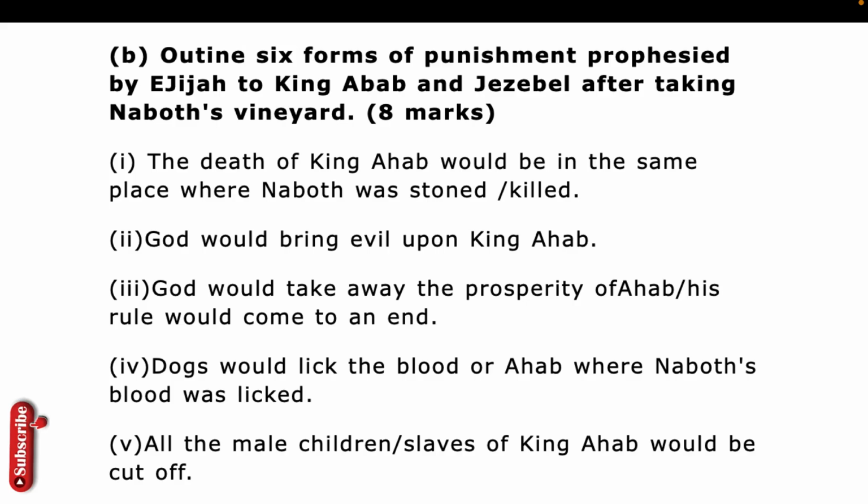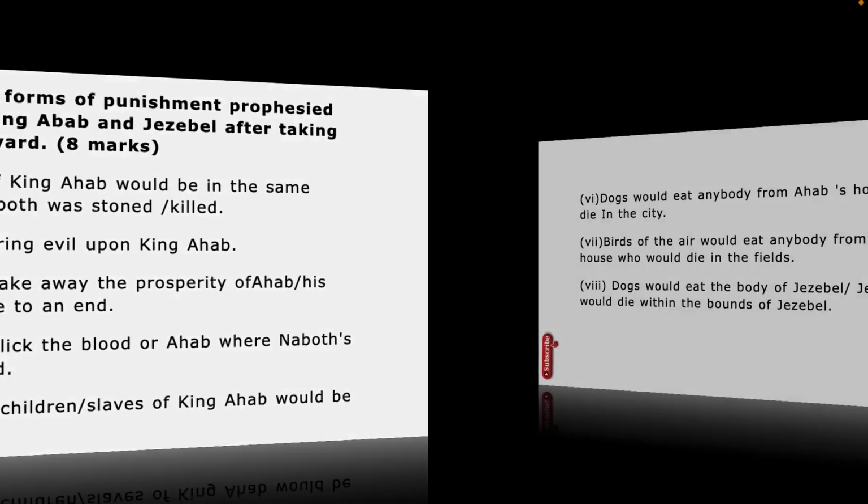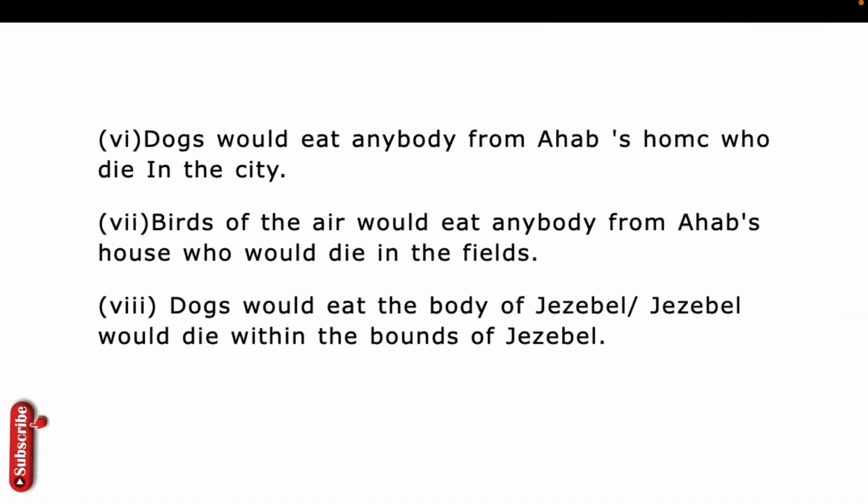All the male children and male slaves of King Ahab would be cut off. Dogs would eat anybody from Ahab's home who died in the city. Birds of the air would eat anybody from Ahab's house who would die in the fields. Dogs would eat the body of Jezebel.